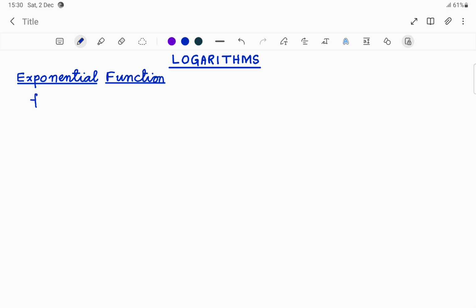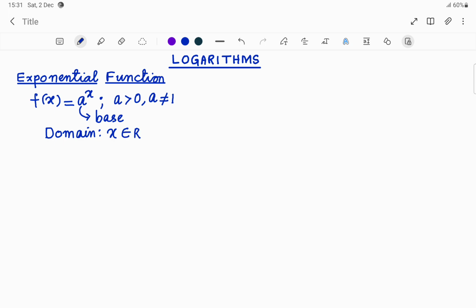Any function of the form f of x equals a power x, where a greater than 0 and a not equal to 1, is called an exponential function. Here a is called the base of the exponential function. Now coming to the domain of the exponential function, exponential functions are defined for all real numbers.